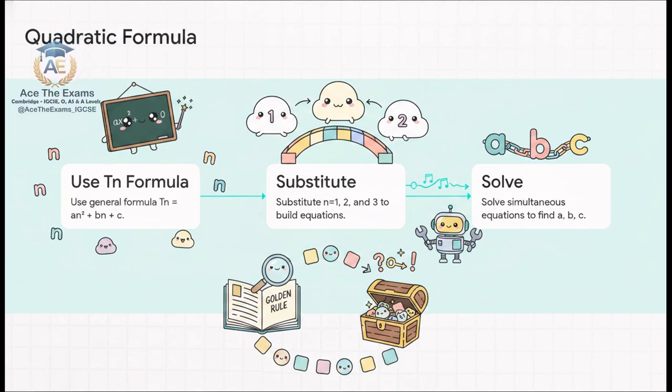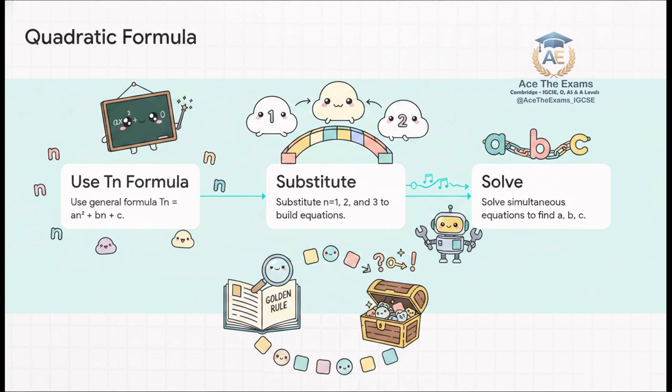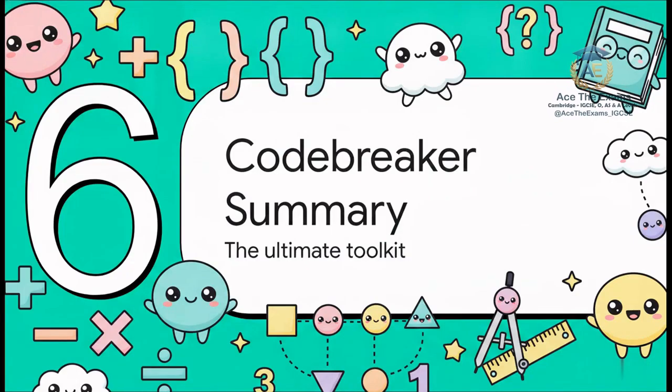Step 1. Write down the general quadratic formula. Step 2. Substitute n equals 1, then n equals 2, then n equals 3 to build a system of equations based on your specific sequence. Step 3. Solve those simultaneous equations to find a, b, and c. Oh, and always remember the golden rule of code breaking. Once you have your final formula, substitute n back into it to check your answer and prove you've actually cracked the code correctly.